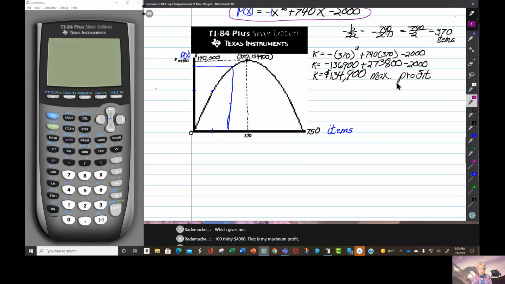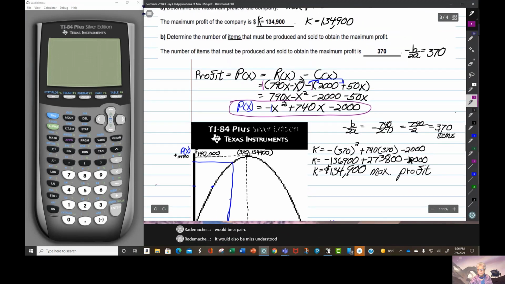My maximum profit, 134,900. You can put a comma in the answer box if MyMathLab says it's okay, but not here, or you'll have 2 commas, and that would be a pain. It would also be misunderstood.